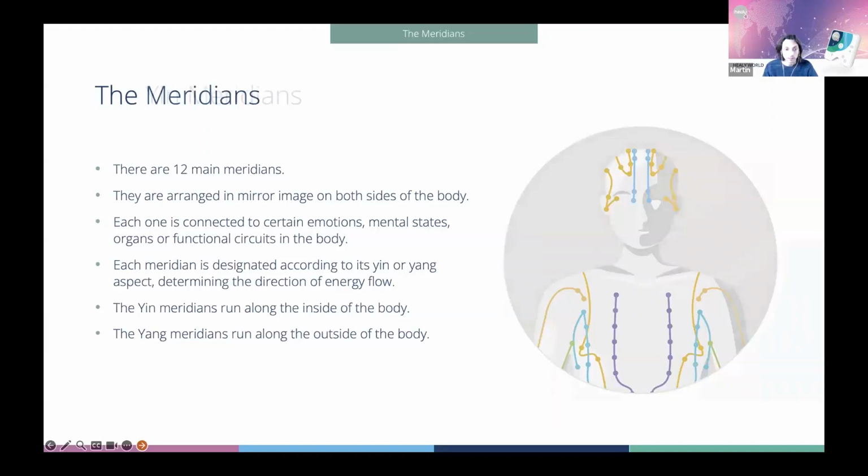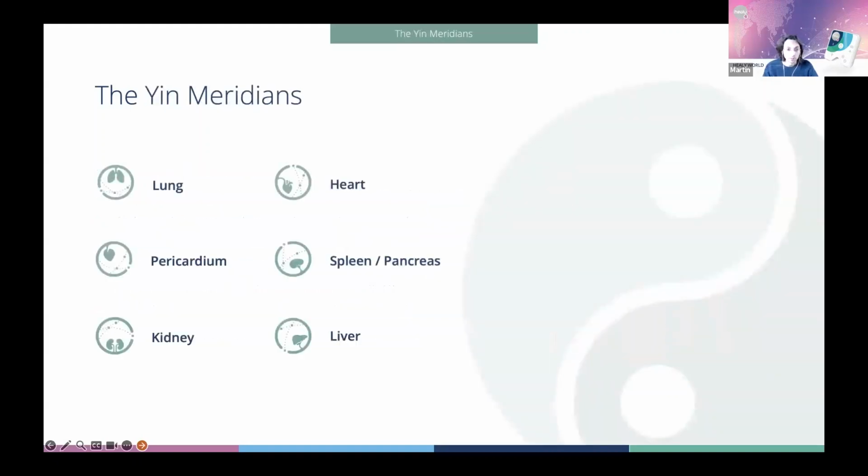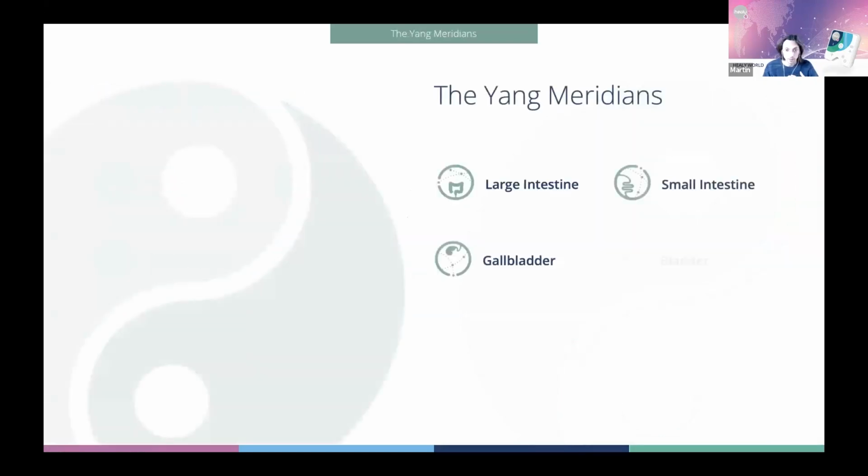And there are the yin meridians. Here you have lung, heart, pericardium, spleen, pancreas, kidney, and liver. And then you have the yang meridians. Those are large intestine, small intestine, gallbladder, bladder, stomach, and triple heater. So all in all, 12.